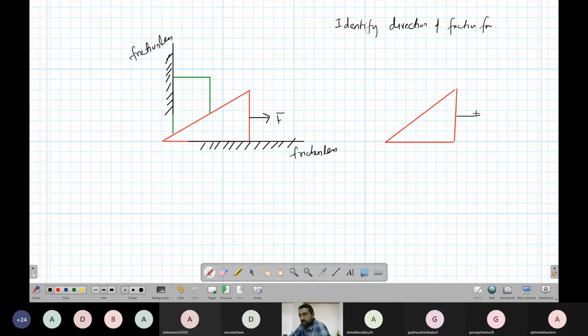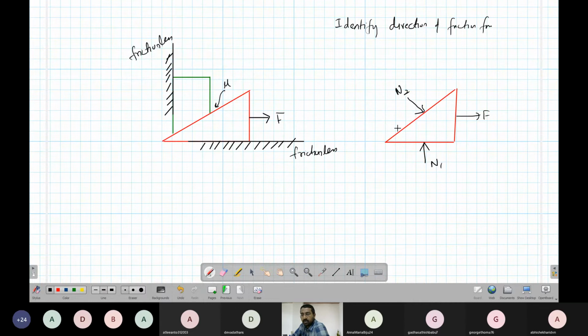Now we'll draw the forces. There is a force F acting here. There should be a contact force in this direction, N1. Then there should be some contact force in this direction, N2. Now, even if this surface has no friction, there is friction between these two. Let's say the coefficient of friction is mu.